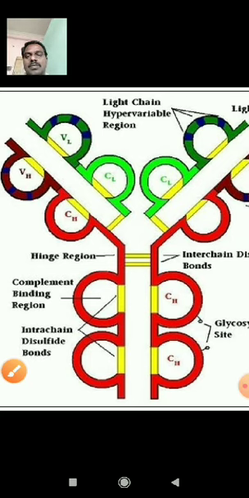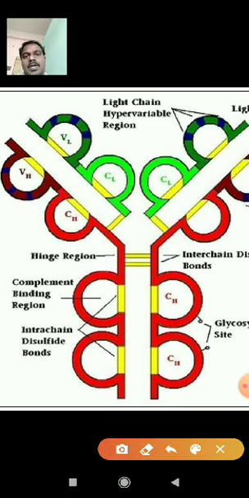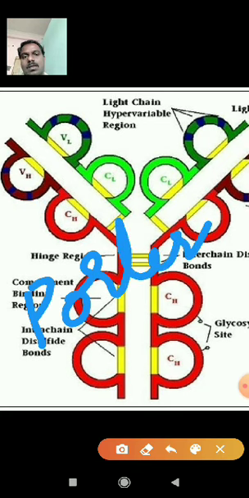This model is actually given by Porter and Edelman. This is very important: the structure of the antibody was given by Porter and Edelman. These are the scientists who got the Nobel Prize for giving the structure of the antibody.